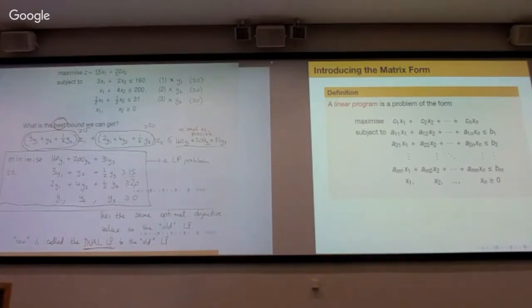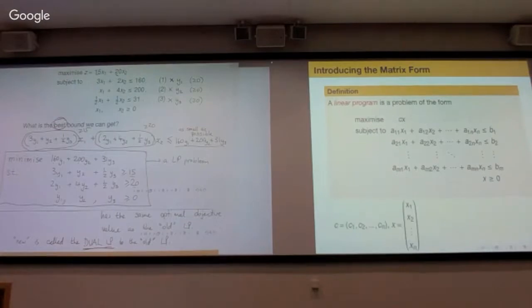But for various things, it's more useful to write the C's, X's, and B's as vectors. So you'll have one vector, which is C, where C1, C2, and Cn are the entries in that vector, like this. And the X's are a vector of X1, X2, Xn. And then the objective is just C times X. So when you multiply a row vector like this with a column vector like that, you know from your linear algebra that what you're going to get is C1x1 plus C2x2 plus dot, dot, dot plus Cnxn. Okay?